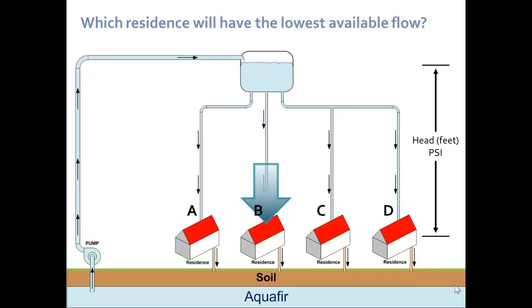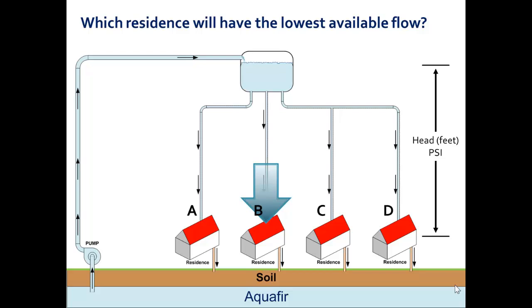Which residence would have the lowest available flow with this given system? Well, A would be a little less than B, simply because it's got a longer distance to travel through the pipe, and it's got 2 direction changes, and these direction changes produce heat from friction as the water travels with more pressure against the outside of the turn. Now that's small, but it's still there.